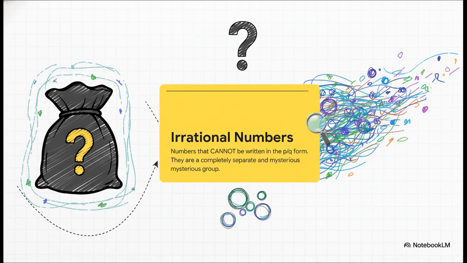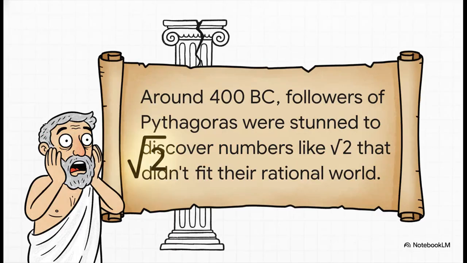And here's the mind-blowing part. The answer is no, we're not done. There are still an infinite number of points on that line that we haven't picked up yet. These are the weird, mysterious numbers that you just can't write as a simple fraction. And they have their own name, irrational numbers. They're a whole different beast. You know, the history behind this is pretty wild.